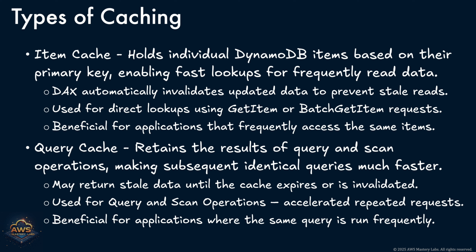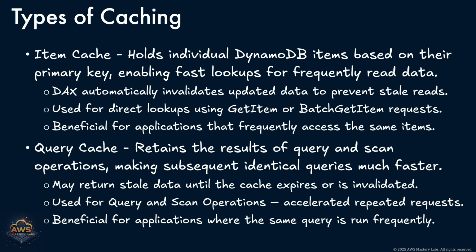On the other hand, the query cache is designed to store query results rather than individual items. It is particularly beneficial for repetitive query workloads where the same filtering conditions or secondary index lookups are frequently executed. When applications use query or scan operations, DAX caches the entire result set, ensuring that subsequent identical queries are served from memory instead of hitting DynamoDB.